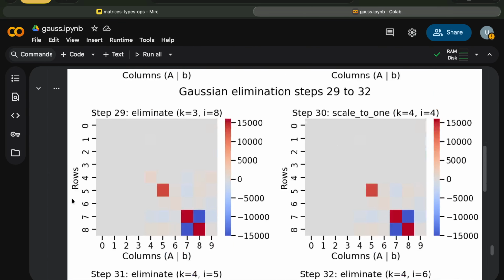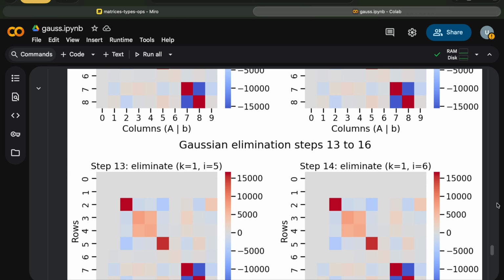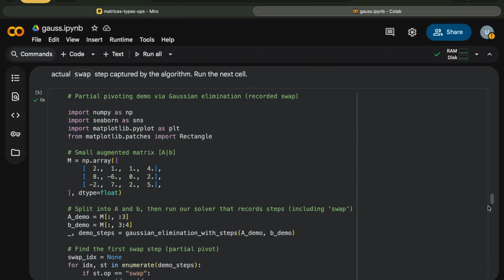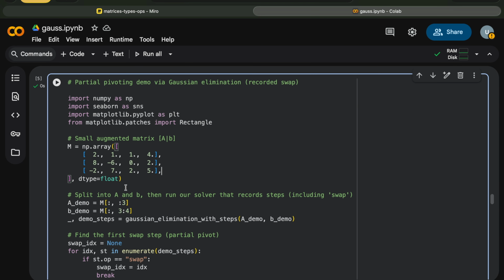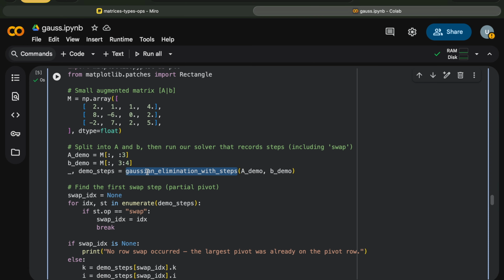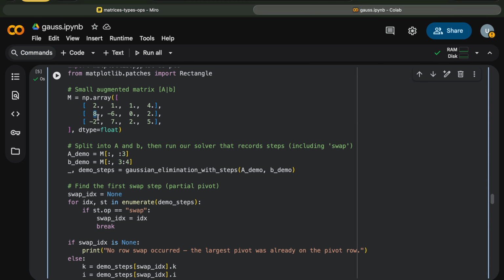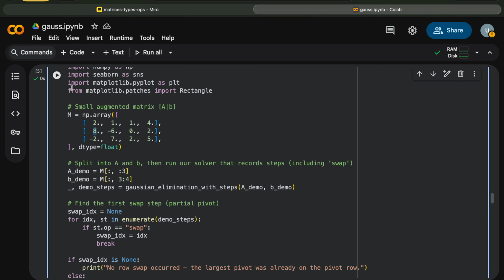As we can observe here, in this example we use the algorithm that we have already implemented using the Gauss elimination method to show the partial pivoting. You can observe here that in this particular column, this particular row, which is 8, is of the highest value, and this should be swapped with the previous row. Let's see if this happens or not.